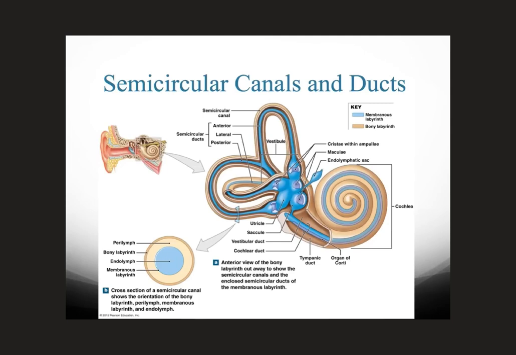So like I was saying on the previous slide, you can see right over here in the middle, you're going to have this structure in blue, which is what we call the membranous labyrinth. So it's a membrane that's going to be filled with a liquid that's called endolymph. And then the brown part is what we call the bony labyrinth, which is going to be filled with perilymph. So it's a liquid on the outside.